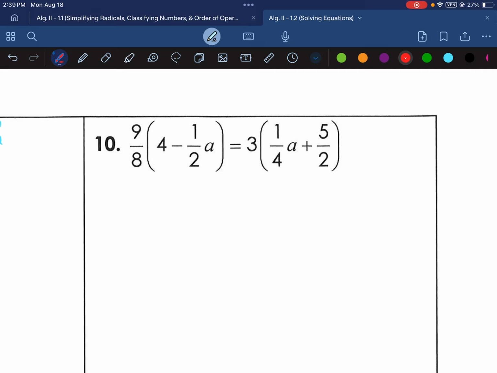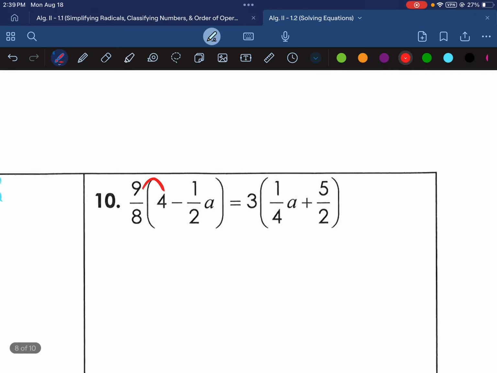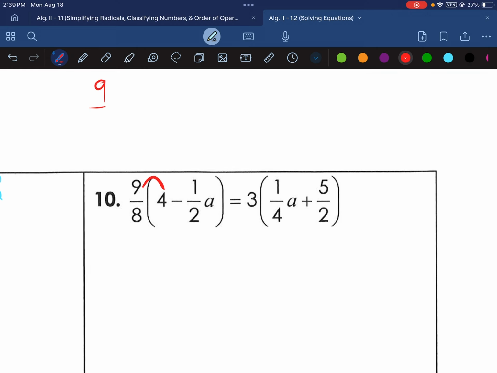Number 10. We have to distribute 9/8 to this left-hand side of the equation. So I'm going to do my work off to the side. I'm going to write 9 over 8 times 4 and put the 4 over 1. Looking to cross reduce, 8 and 4 reduce to 2 and 1 respectively. And so we multiply straight across and get 9 over 2. So that is 9 over 2 in that space.